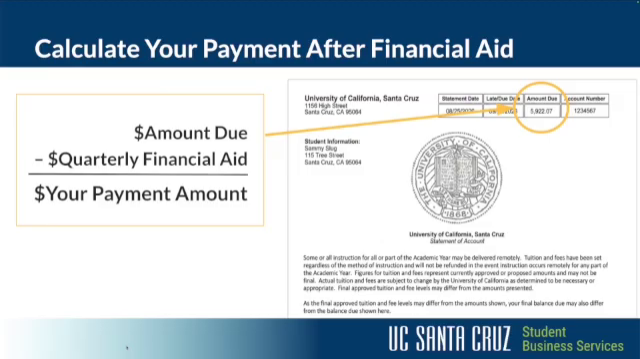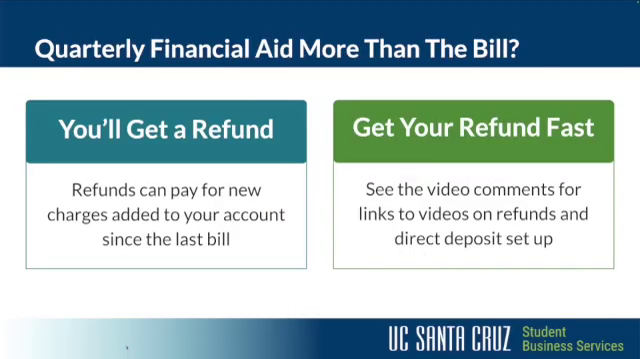Once you have accepted your aid, take the total amount due on your UCSC bill and subtract the total amount of financial aid you will receive for one quarter to determine how much you will need to pay. If the total aid is more than the amount due on the bill, you may receive a refund for the difference. Refunds can pay for new charges added to your account since the last bill was created, so check your MyUCSC account every week for new charges.